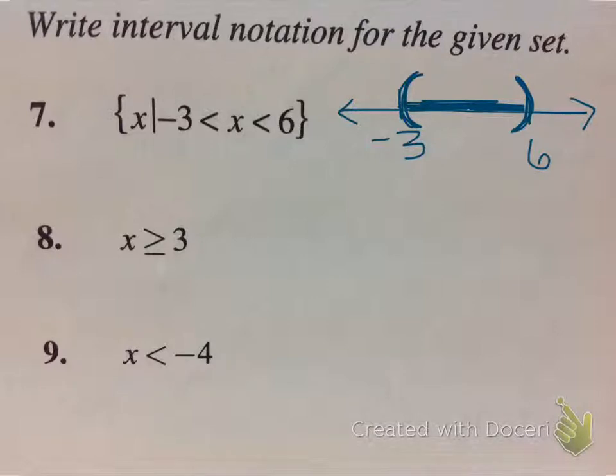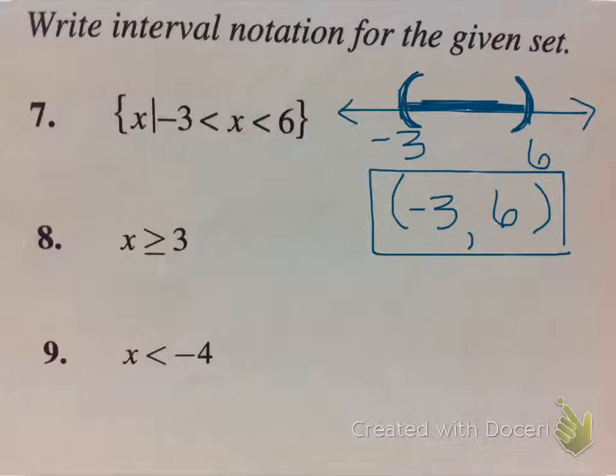When we go to write this in interval notation, our interval notation looks a lot like our graph. We use parentheses, we have a comma, and the lowest it can be is negative 3 and the highest it can be is 6. And so that would be our interval notation for number 7. Now let's look at number 8. If I was to graph this one on a number line, I would have the number 3. I went greater than or equal to, so I would have a bracket, and I would shade everything to the right.